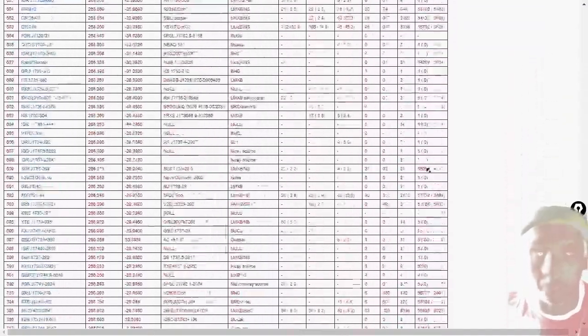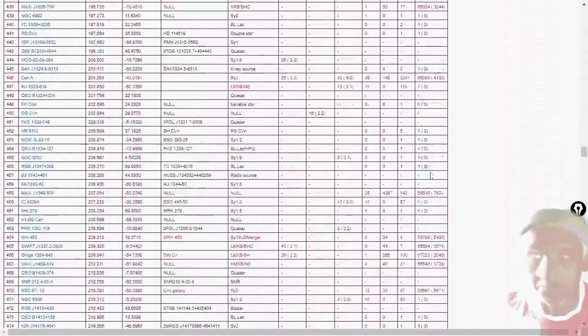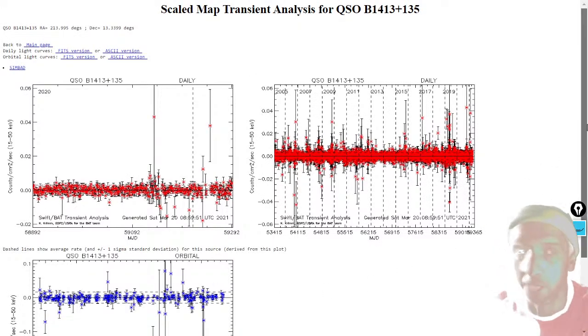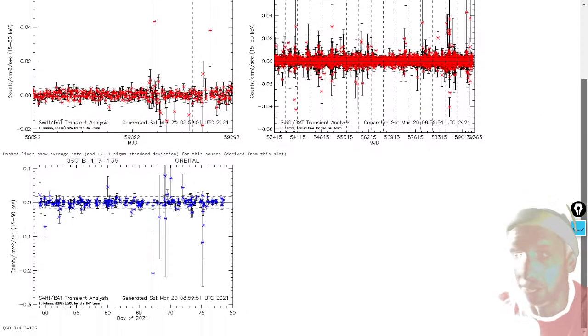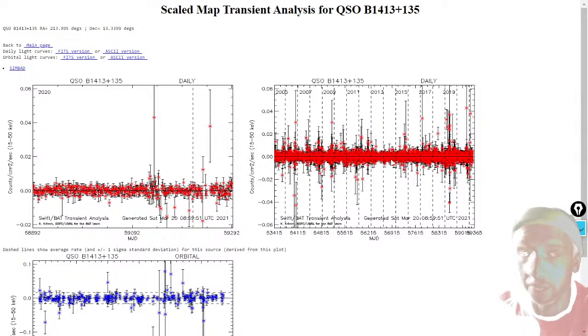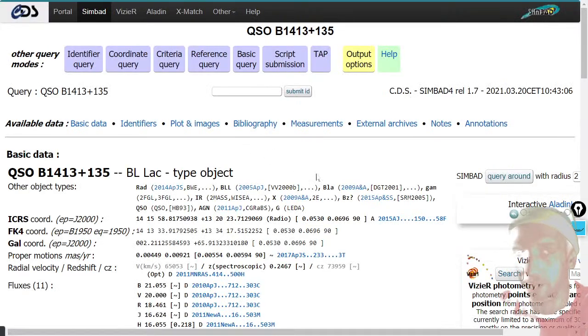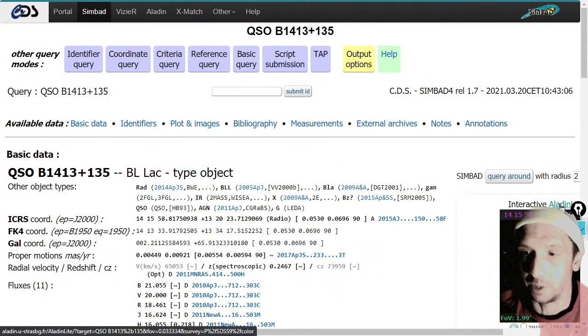Let's go to object number 473. 473 is quasar QSO B1413+135, a BL Lacertae object, a type of full spectrum active galactic nucleus. This quasar here is pretty consistent in its X-ray outputs, as you can see there. Let's take a look at it. It may look like a galaxy. It'll probably look more like a single point of light.